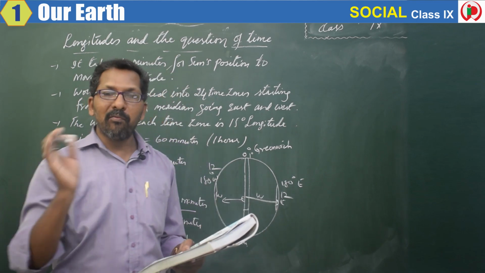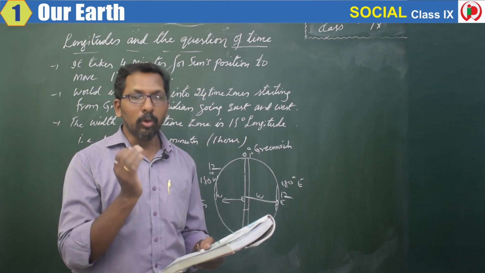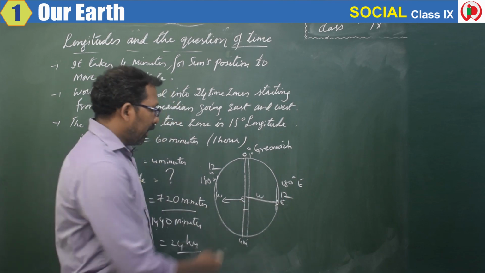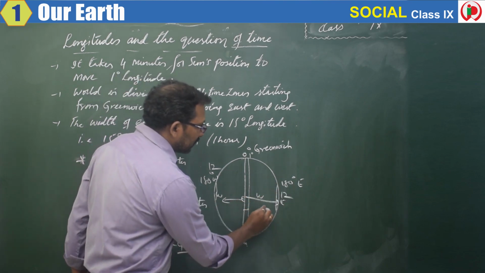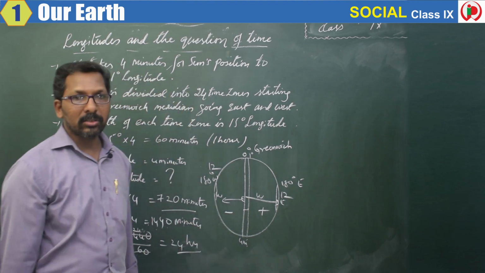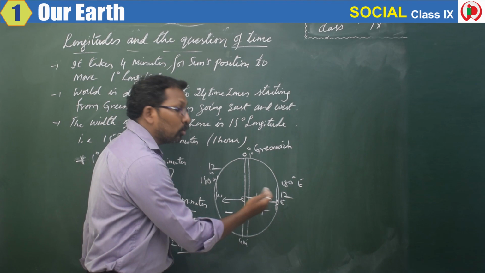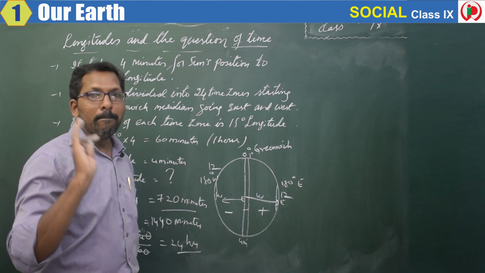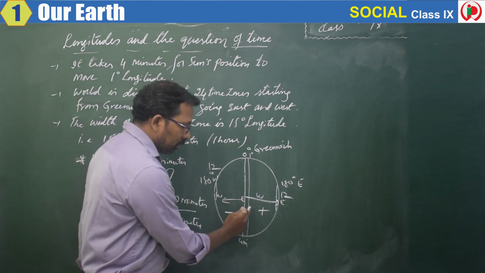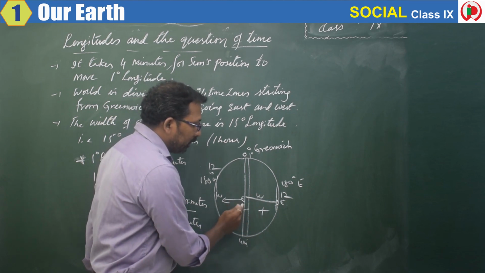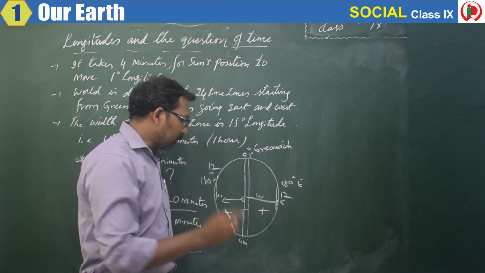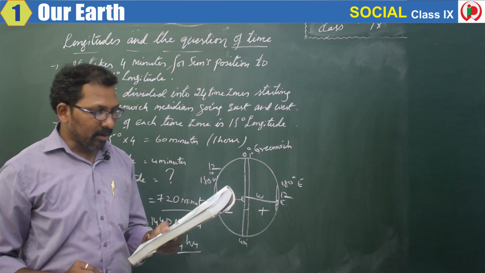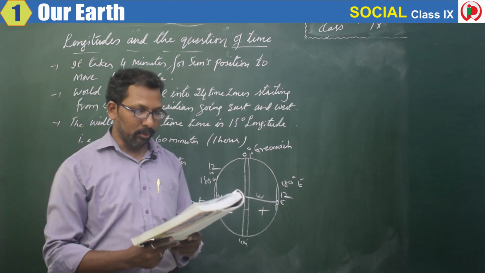West to east you gain 4 minutes, and east to west you lose time. So west to east we are gaining minutes and here we are losing. This side is the plus side and this side is the minus side. When you are moving from west to east, you have to add, but when you are moving from east to west, you have to subtract. Keep this in your mind. If you are traveling from east to west, you lose 4 minutes as you cross every longitude.